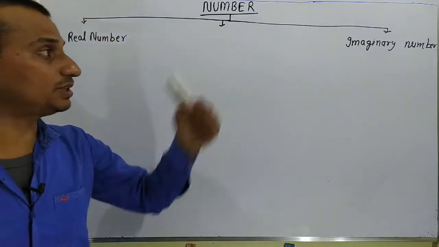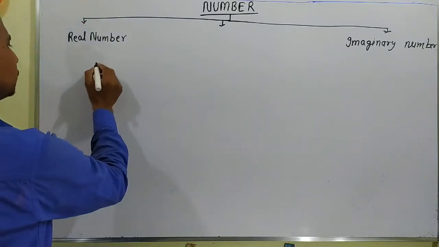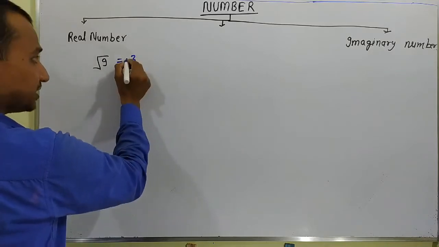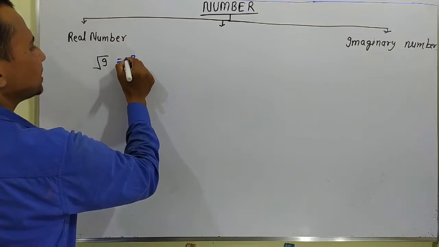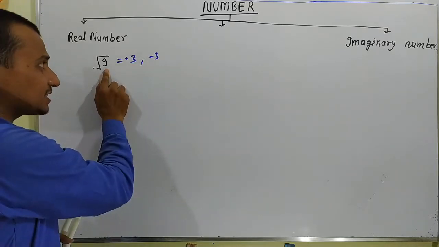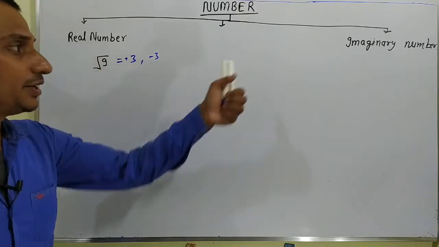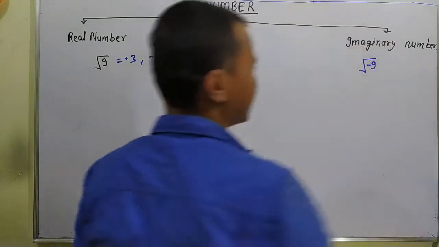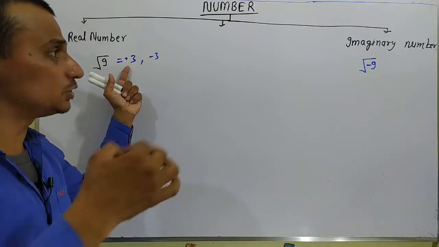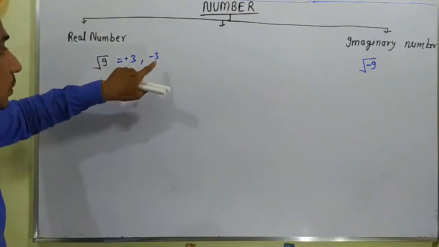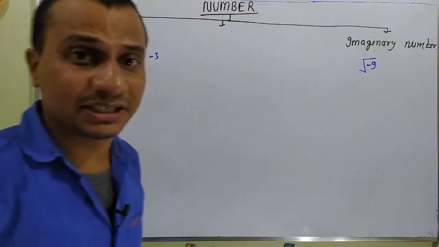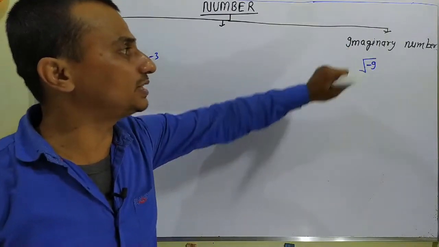What type of number cannot really exist? Just a minute. All of you know about root 9. Root 9 means plus 3 or minus 3, both are root 9. Minus 3 into minus 3 is plus 9, and plus 3 into plus 3 is also plus 9. Now what about root under minus 9? This number cannot exist, because plus 3 into plus 3 is plus 9, and minus 3 into minus 3 is also plus 9. That is why the root of a negative integer is not possible. That is why this is your imaginary number.